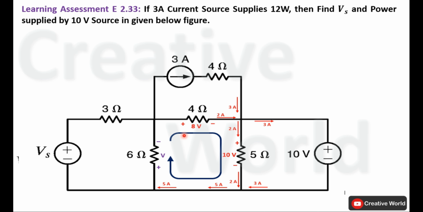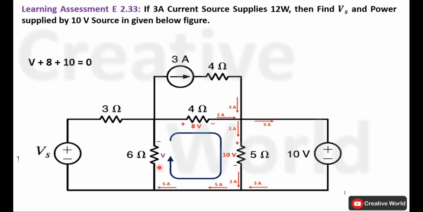Now we can implement Kirchhoff's voltage law in this closed loop to calculate voltage across 6 ohm resistance. In this closed loop, the direction of current is assumed to be clockwise. So voltage polarity across this 6 ohm resistance will be current entering terminal is positive and leaving terminal is negative. Now implement Kirchhoff's voltage law in this closed loop circuit to calculate voltage across this 6 ohm resistance, that is labeled as V. We will start from this 6 ohm resistance.